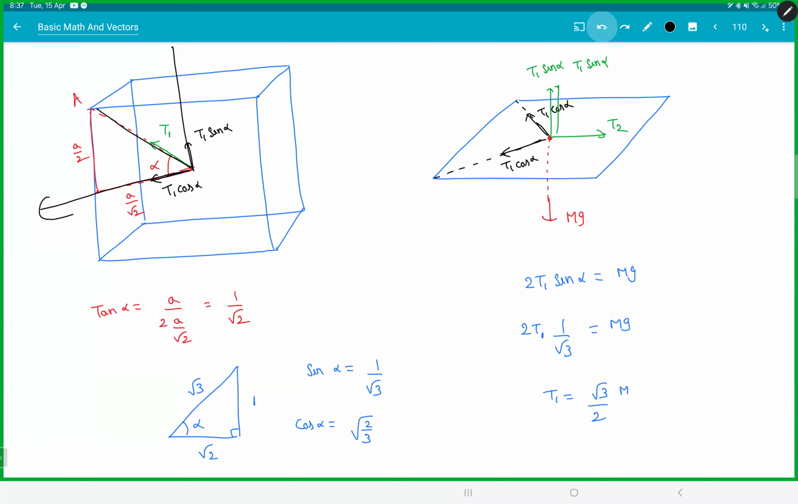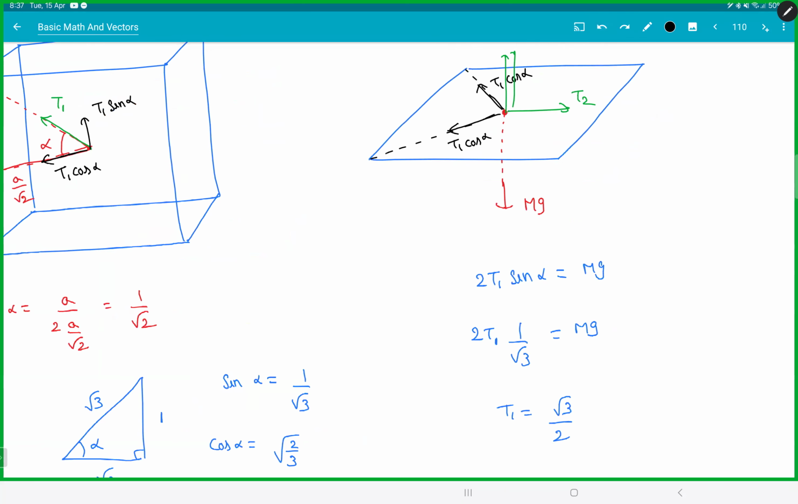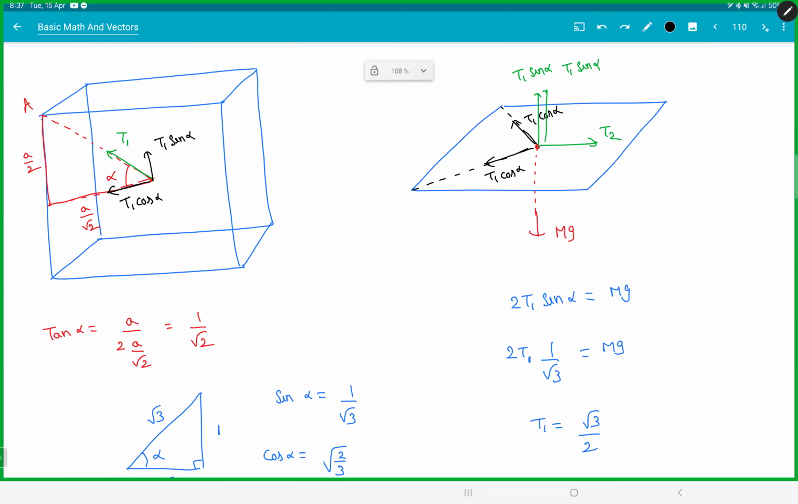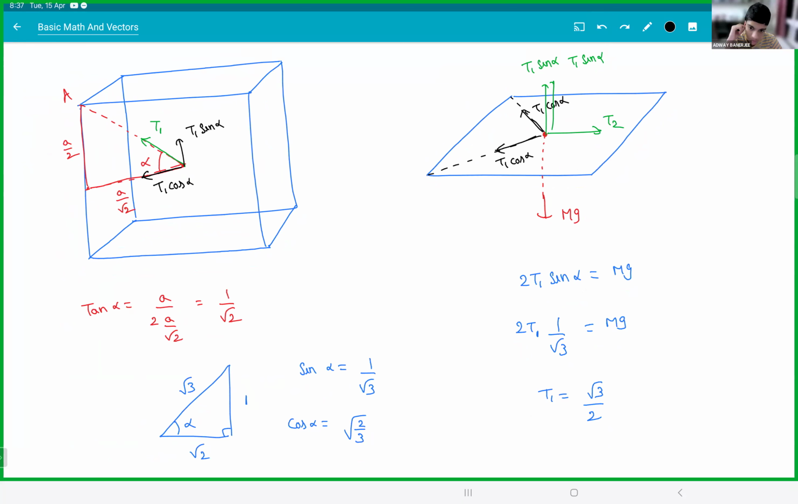Now the same picture, I'm drawing it like this on a plane. There are 4 forces like this: T1 cos alpha, T1 cos alpha, and 2 T1 sin alphas in the upward direction. These 2 T1 sin alphas are balancing the mg. That was all I did. All got this, Shreyansh? Now for the second part.